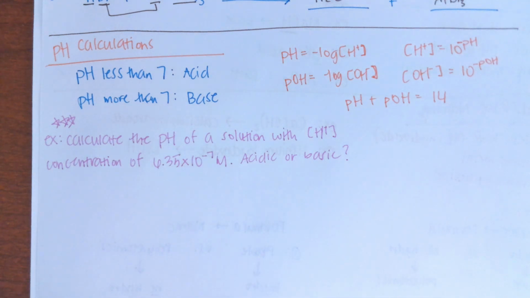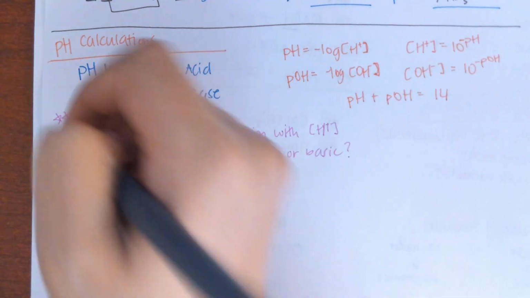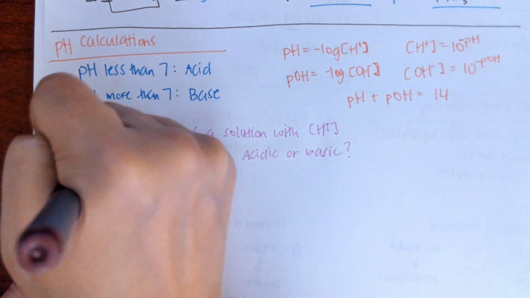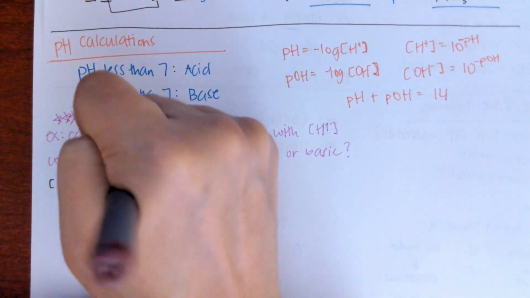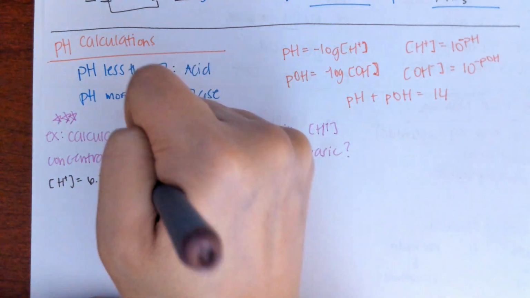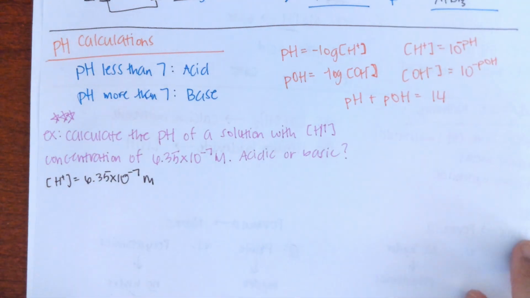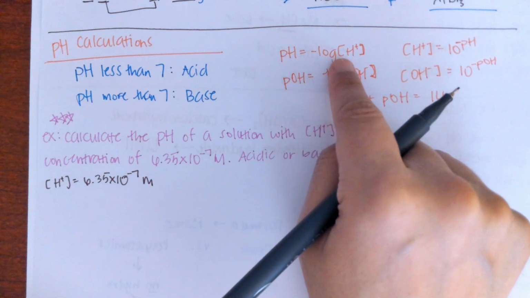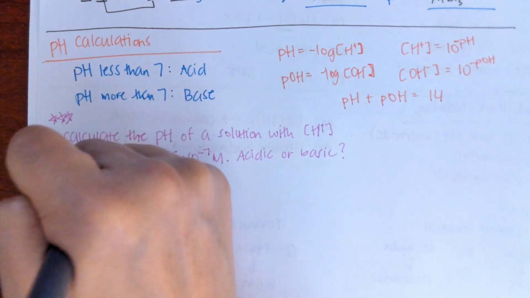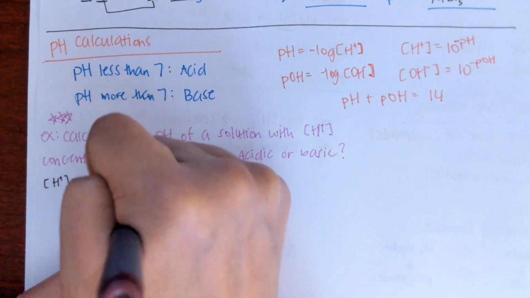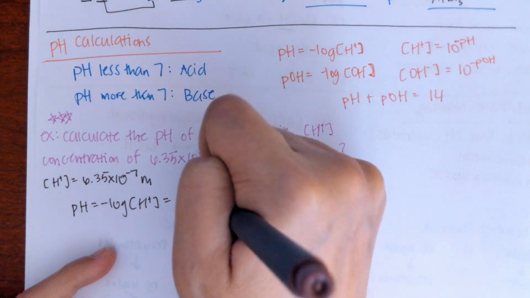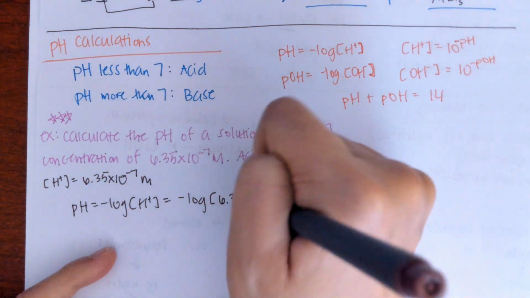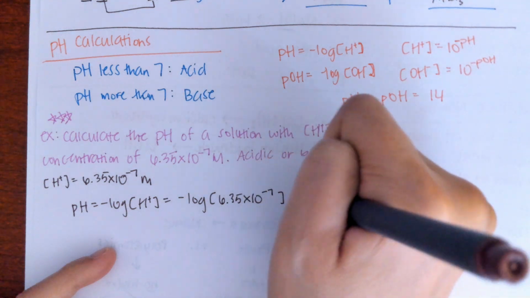So this is pretty straightforward. It's a one-step type of solving. So we have my H concentration equals 6.35 times 10 to the power negative 7. And then according to my formulas up here, I can find pH by just doing negative log of that. So pH equals negative log of my concentration, so negative log of 6.35 times 10 to the power negative 7.